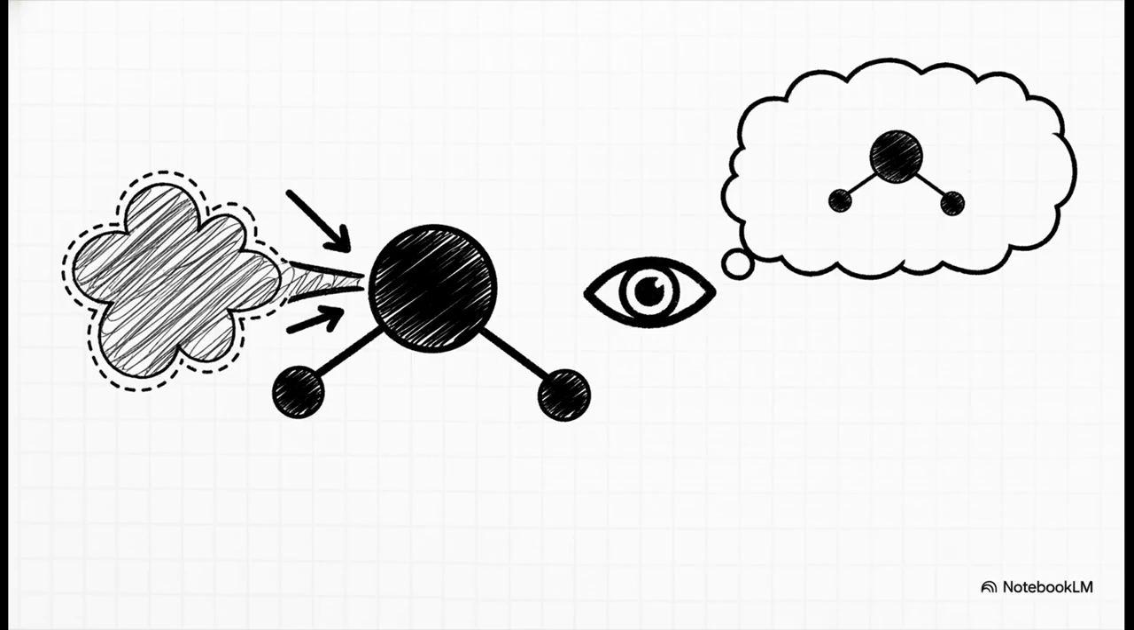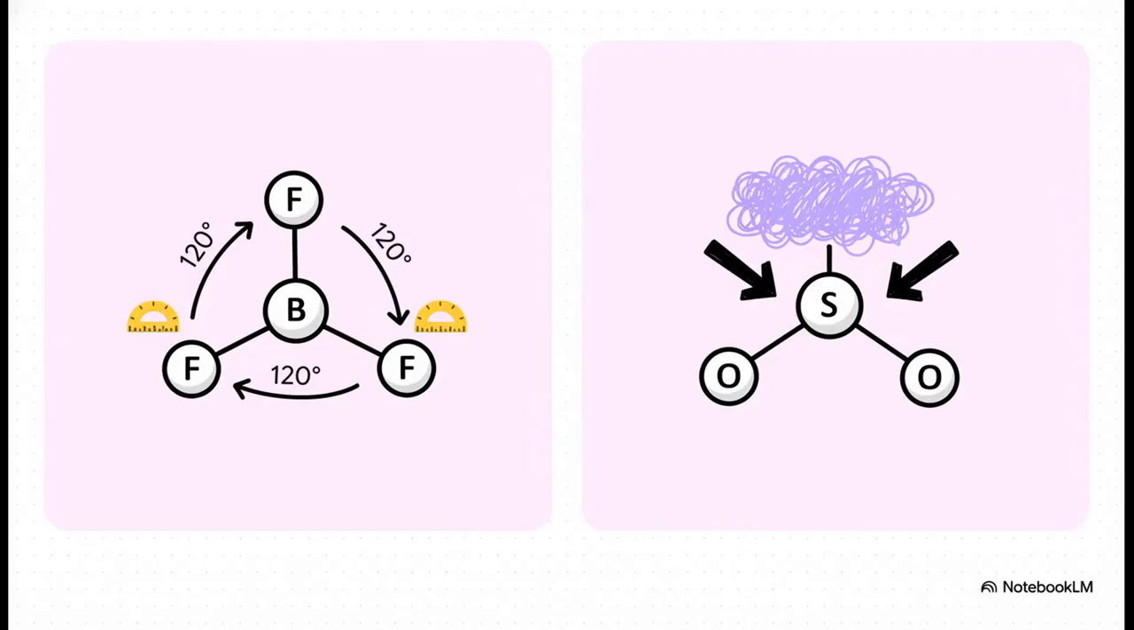Even though the lone pair totally controls the geometry, when we go to name the final shape of the atoms, we pretend we can't see it. It's there, but it's invisible. Let's see this in action. It makes so much more sense.